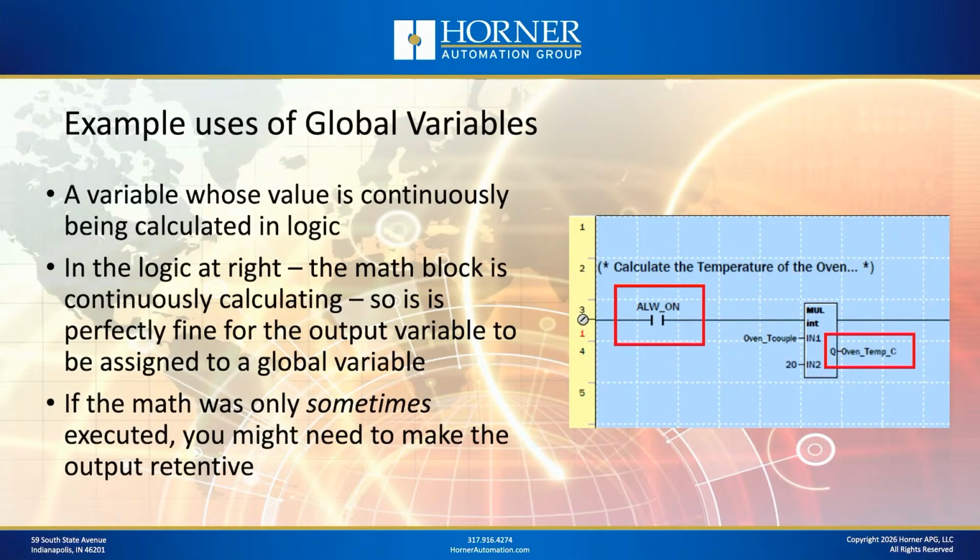So examples of that could be calculations, like I'm doing an oven temperature calculation there on the screen with my example graphic. It doesn't have to be a math block that's doing the moving. It could just be a move block, for instance. But if that value is always being set, you might as well make it global, because having it maintain its value from the previous scan will have no meaning because it's immediately going to get overwritten anyway. Now, if the value is only sometimes being written, you might want that to be retained. Again, we'll talk about that during our retained discussion.